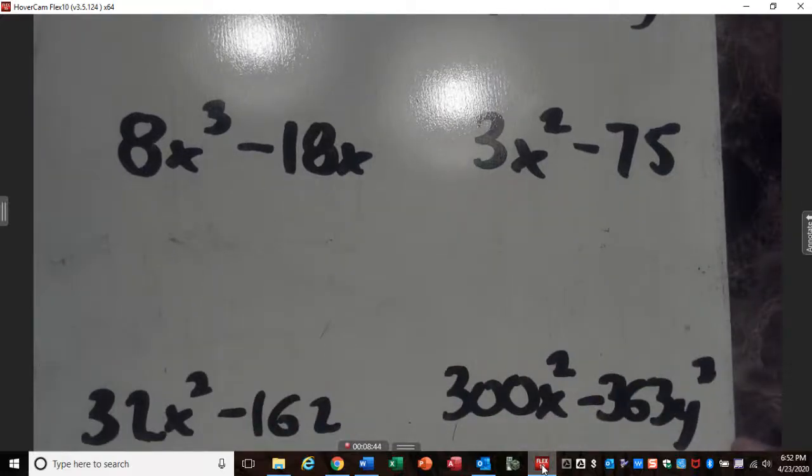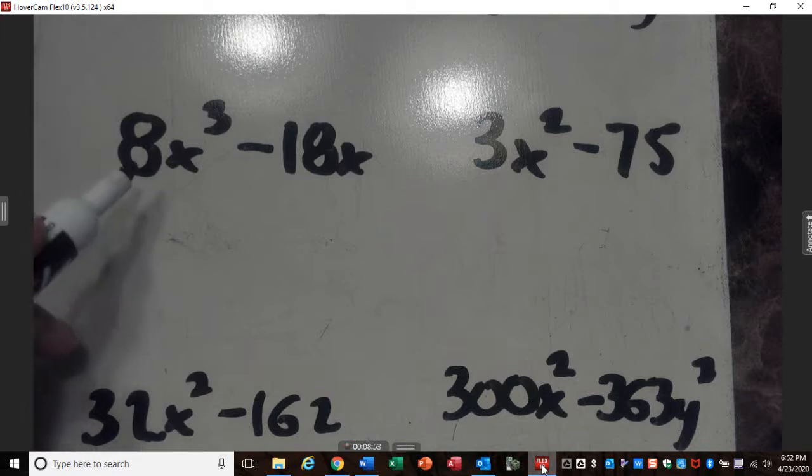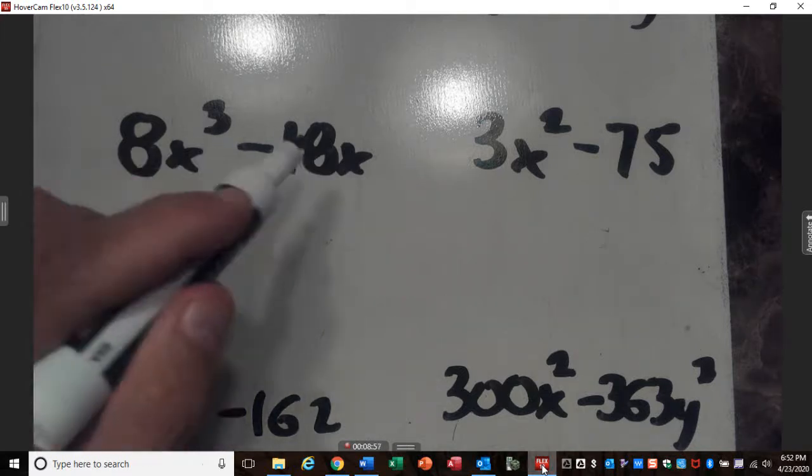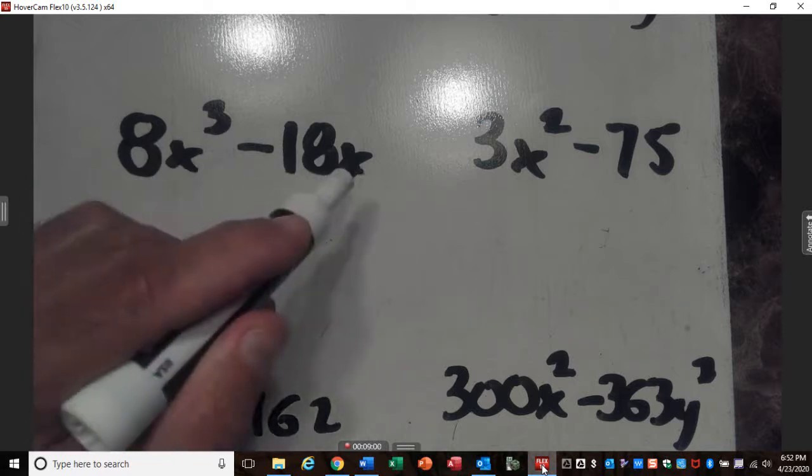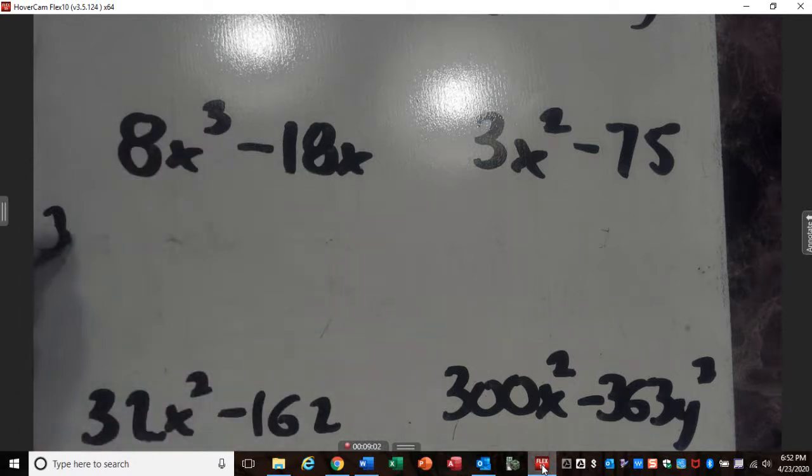Okay, these are not perfect squares, are they? But remember what I said. Always ask yourself, can I factor something out? Yes, you can. You can factor out a 2. A 2 will go into both of these. That's the greatest common factor for 8 and 18, and then an x. So we're going to take a 2x. We're going to factor out a 2x.